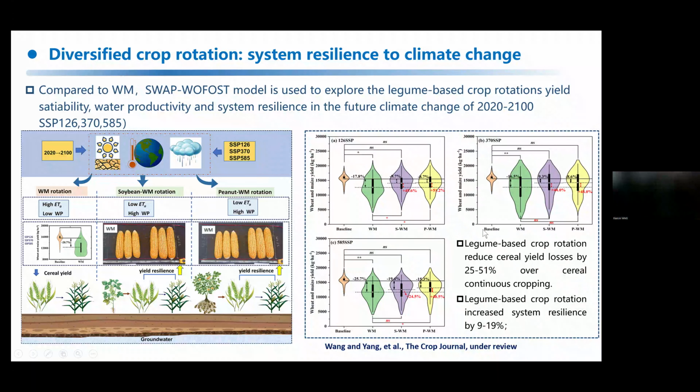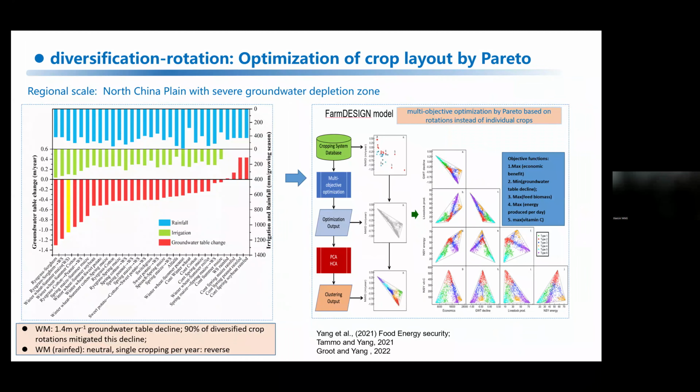That's another good proof that crop rotations have a better ability to adapt to future climate change. We also used an optimization method, which we call the farm design model. We wanted to use the fieldwork data to upscale to the regional scale. We wanted to know, if you have a good crop rotation, how to do it in the whole North China Plain. How about the crop diversification and the configurations? We used this model to do that. We found that if we set up different functions, we got different solutions. We got some papers out.